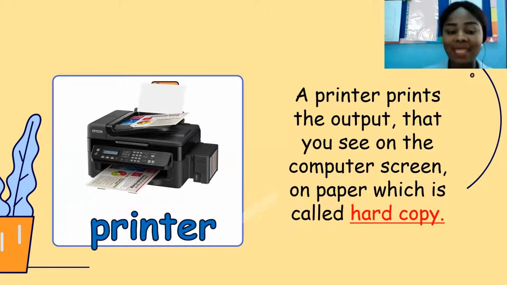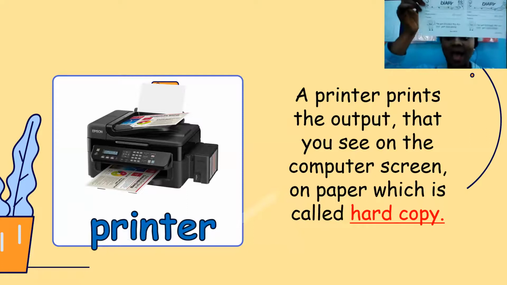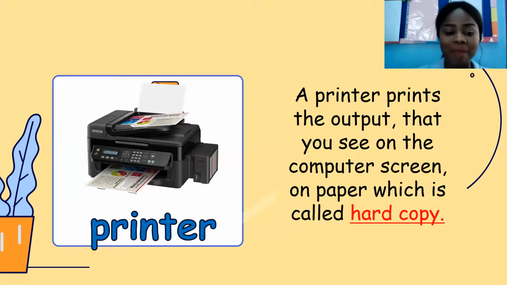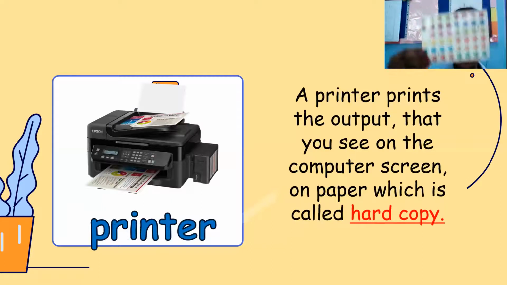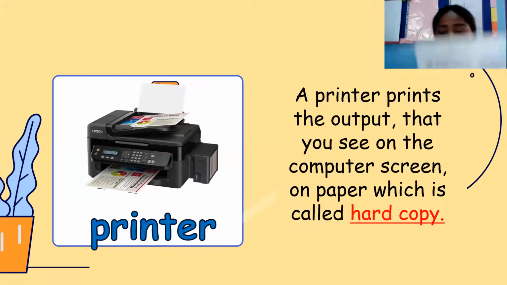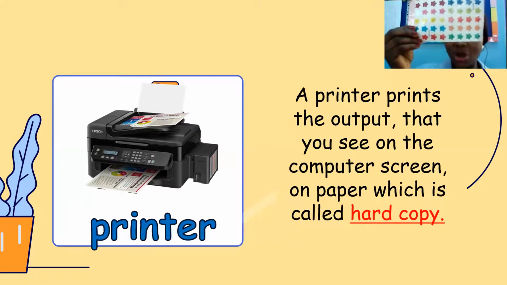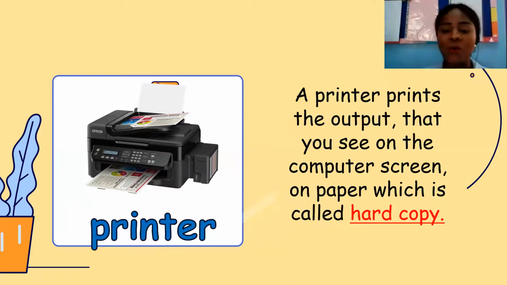Remember, I told you that whatever is displayed on the monitor is called a soft copy. Why? Because it is only being displayed there, not yet printed out. But when it is printed out, it is called a hard copy. This printer also prints colored papers or black and white. So we have printers that print in color or in black and white.